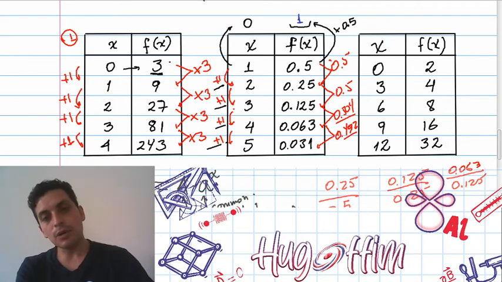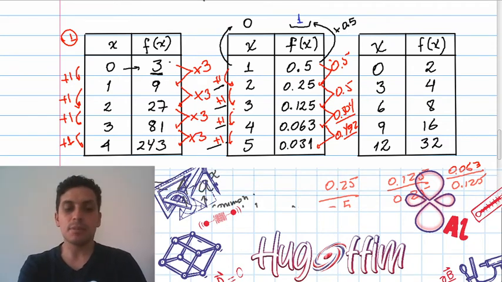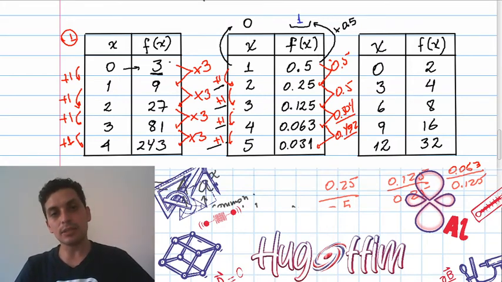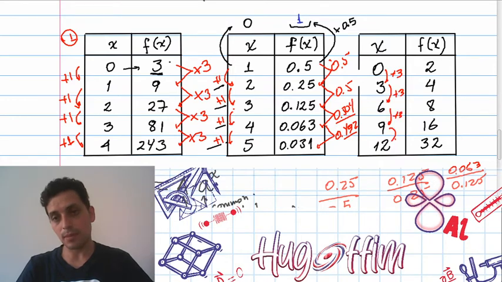And finally, we're going to see table 3. Table 3, what do we have in table 3? We have an increasing of 3 by 3. I'm going to write it here. 3 by 3 in the independent variable. And here you can see easily that it's multiplying by 2.